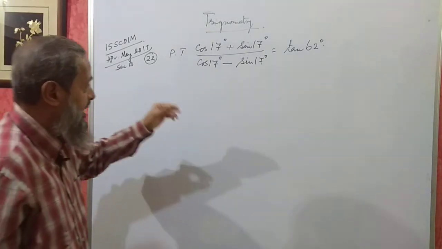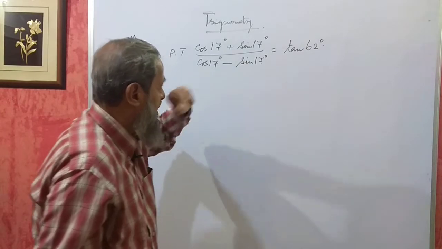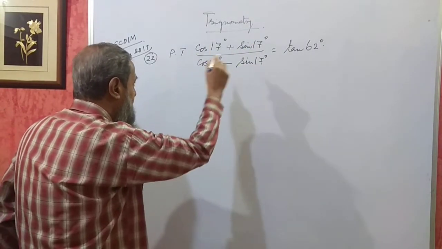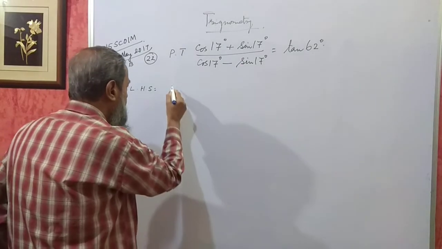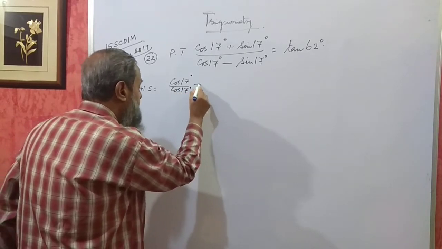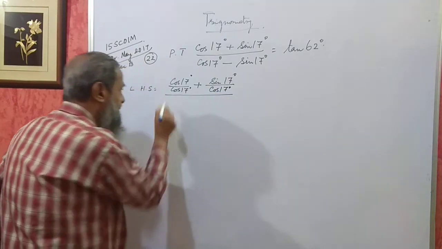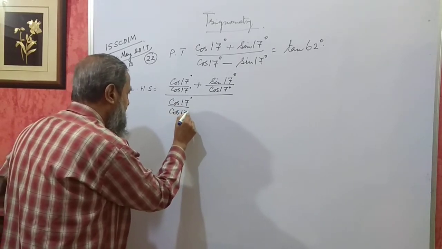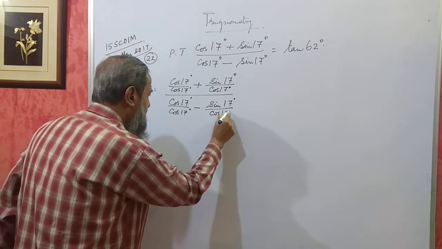So what I do here is, see here, I must get tan here. Here I have got sine, cos like that. Now tan is sine by cos. So I will divide all the terms here. There are 4 terms. All of them I will divide by cos 17. Take the left hand side. Divide all the terms by cos 17. So cos 17 degree by cos 17 degree plus sin 17 degree divided by cos 17 degree, divided by cos 17 degree by cos 17 degree minus sin 17 degree divided by cos 17 degree.